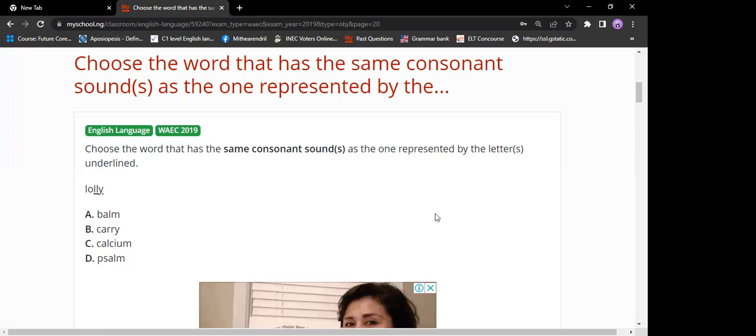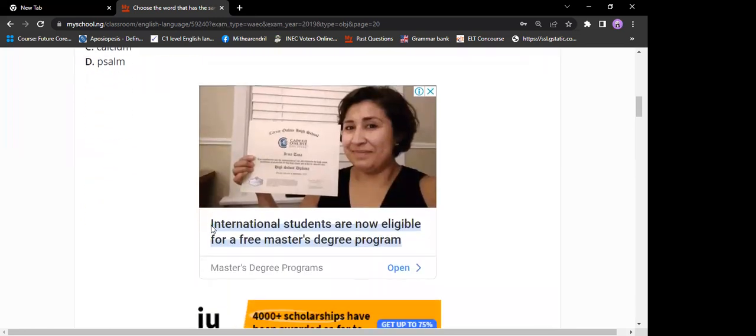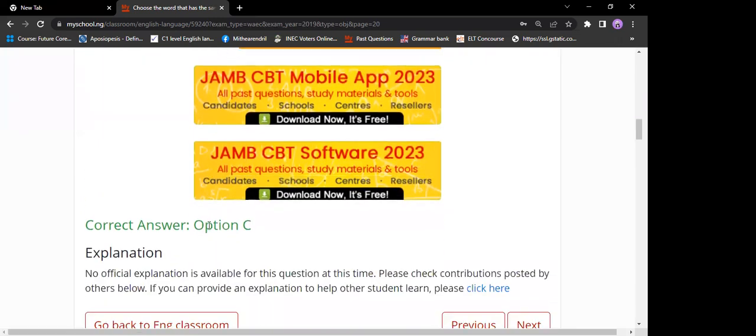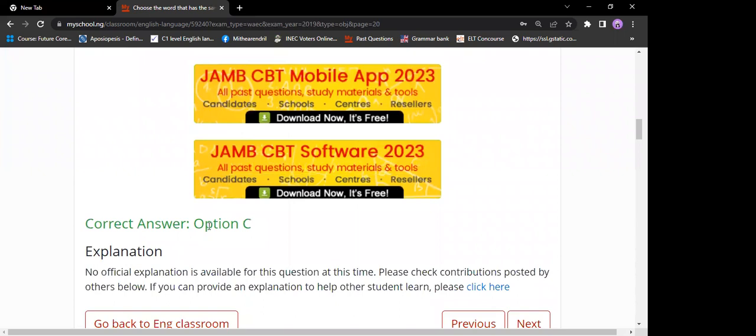We have bomb, the L there is silent, carry, that is off point. Third one is calcium, and the last one is sun. So our correct option there should be option C. Let's check. We are correct. So let's go for another question.